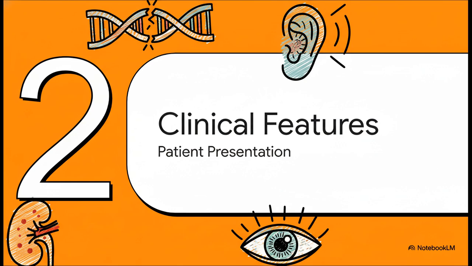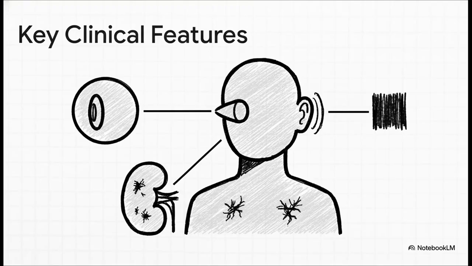Okay. So now that we understand the genetic defect, let's look at how this all translates into the clinic. How does a patient with Alport syndrome actually present to you? Well, the presentation is a direct result of where type 4 collagen is important in the body. The classic triad involves the kidneys, the ears, and the eyes. For the kidneys, it progresses from microscopic blood in the urine in childhood to full-blown proteinuria and eventually end-stage renal disease.